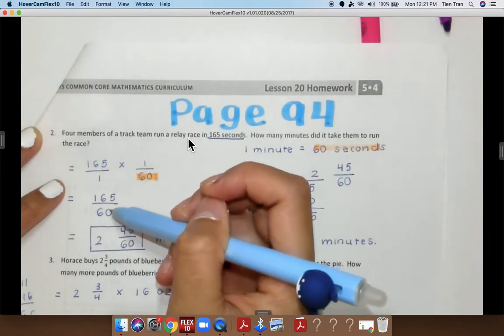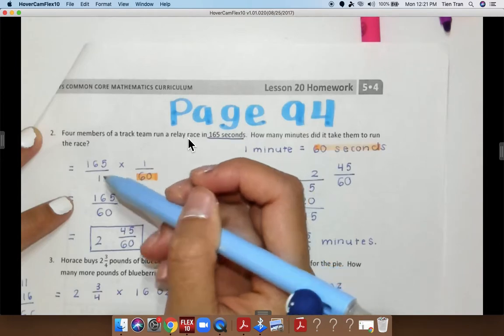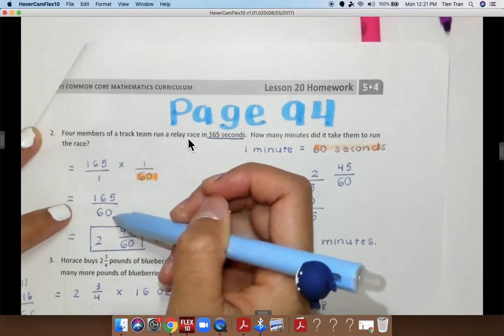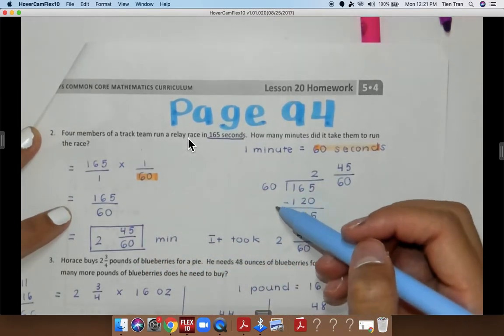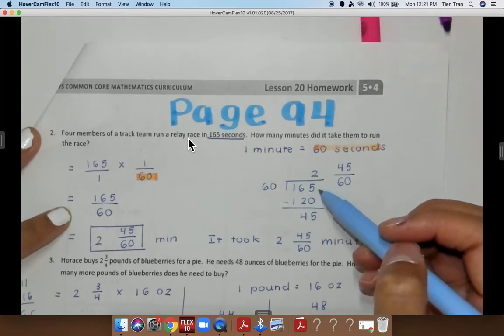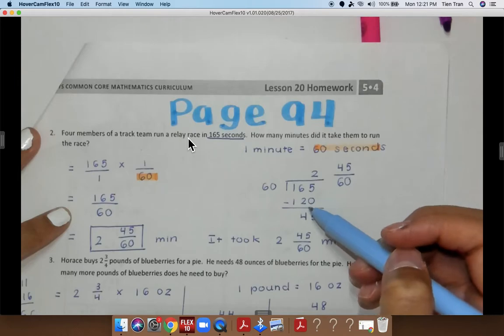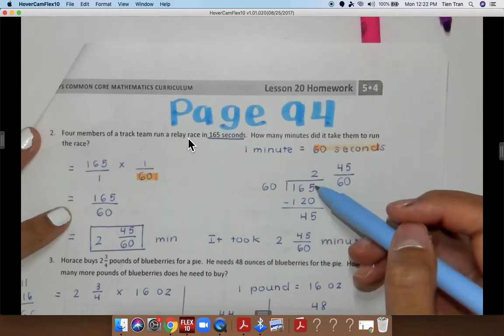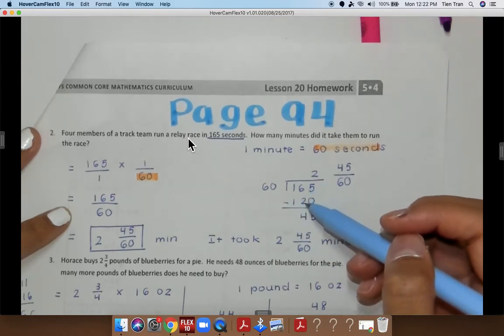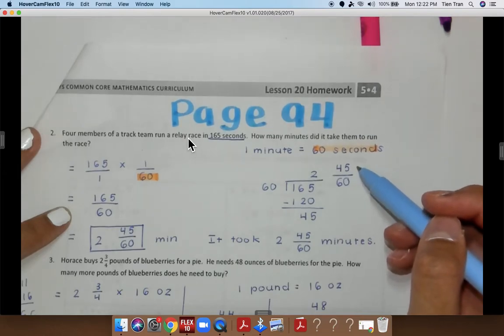165 times 1 is equal to 165. 1 times 60 is equal to 60. And then you're going to divide. 60 can go into 165 2 times. 6 times 2 is 12. Add your 0. That gives you 120. 5 minus 0 is 5. 6 minus 2 is 4. So your remainder is 45.